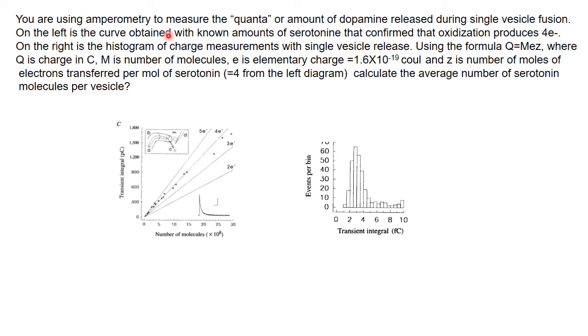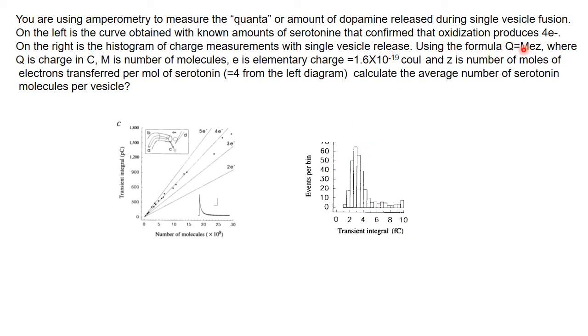So that's the problem I want you to think about at home. You will be using a parameter to measure the quanta, or amount of dopamine or serotonin, released during single vesicle fusion. On the left is a curve obtained with known amounts of serotonin that confirms that oxidation produces 4 electrons every time. So this is what was experimentally gotten, and then the best fit says it's going to be 4 electrons. On the right, you have the histogram that shows the charge measurement with a single vesicle release. So it shows you how much charge is released with a single vesicle. So this is around 60 something.